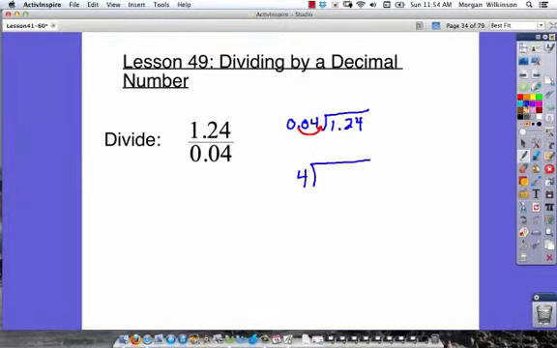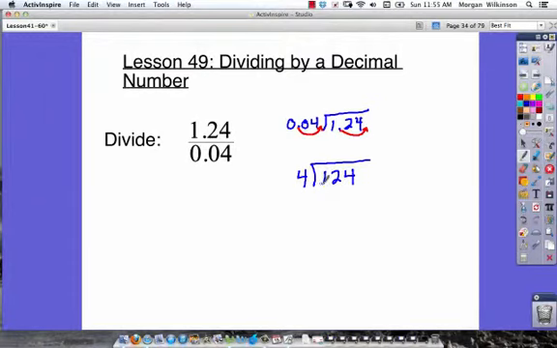Now when we're working with math problems, we've got to balance out things. So if we move our decimal over twice in our divisor, we also have to move our decimal over twice in our dividend to balance it out. So we have an equivalent division problem. So now the decimal point's after the 4, so we're going to get 124 as our dividend, and we're going to divide it by 4.